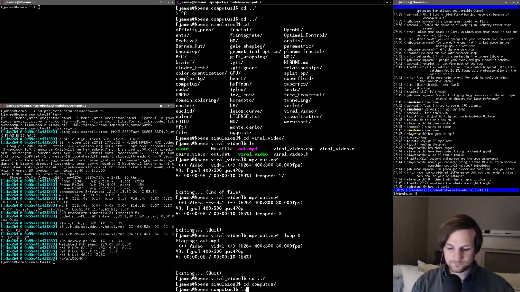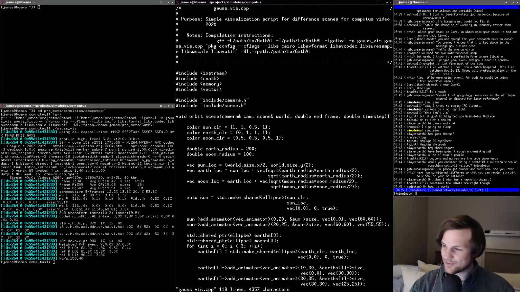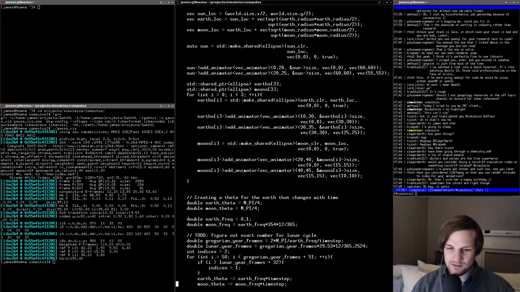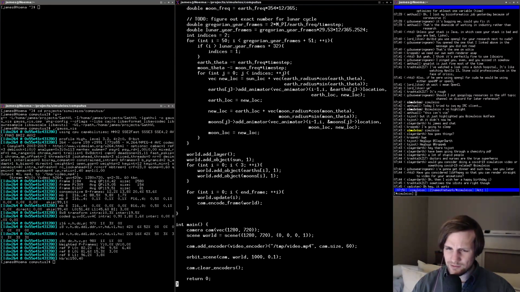Okay. Let's do VI Gauss visualization.cpp. And Zadison, I'm glad you're here. I'm just now going to implement the frequencies and stuff that you gave me the other day. I still don't understand why we'd be using a sidereal year instead of a synodic year, or a sidereal month instead of a synodic month. That's what I don't understand, because the synodic month should be the one.